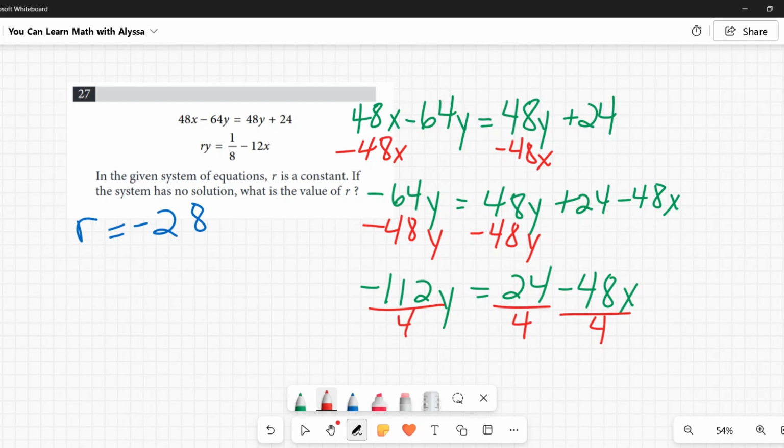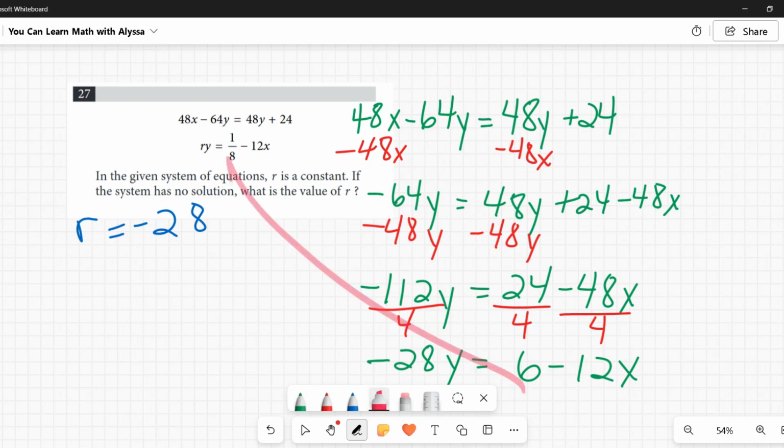Everything's good. What do I get on the left? Negative 112 divided by 4 is negative 28y equals 6 minus 12x. And there we go. They are set up to match. The 6 and the 1/8 don't match, and I wouldn't expect them to, because this number that's by itself is what represents the y-intercept once I get it into y equals mx plus b form.